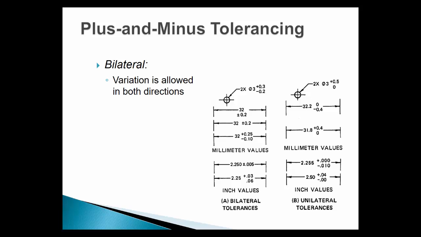You might see tolerance given as bilateral or unilateral tolerances. Bilateral allows deviation in both directions, where unilateral only allows the variation in one direction.